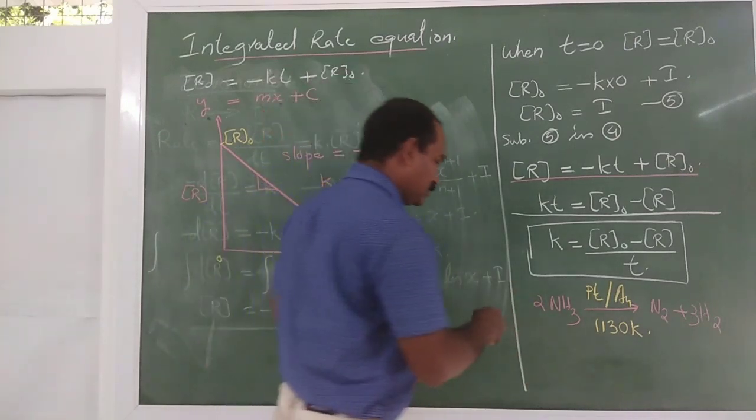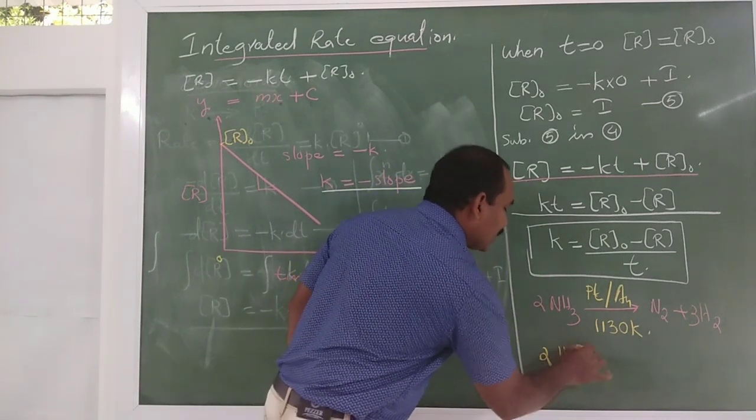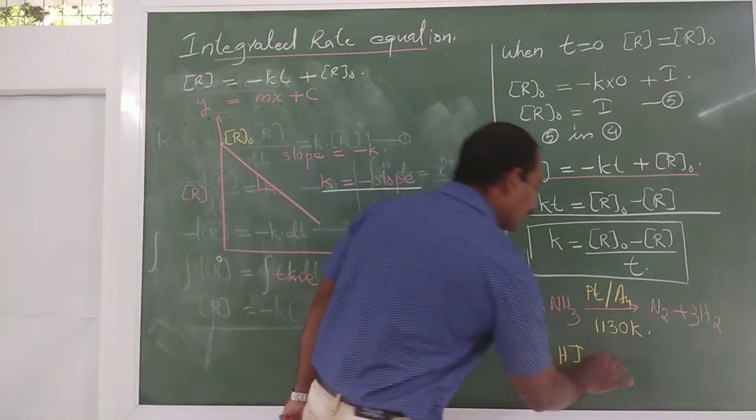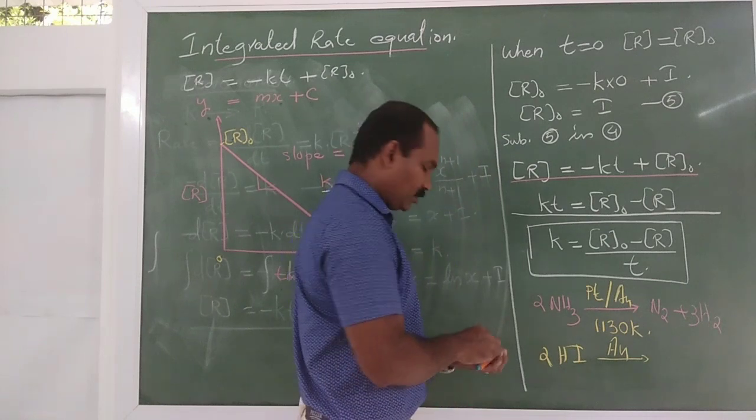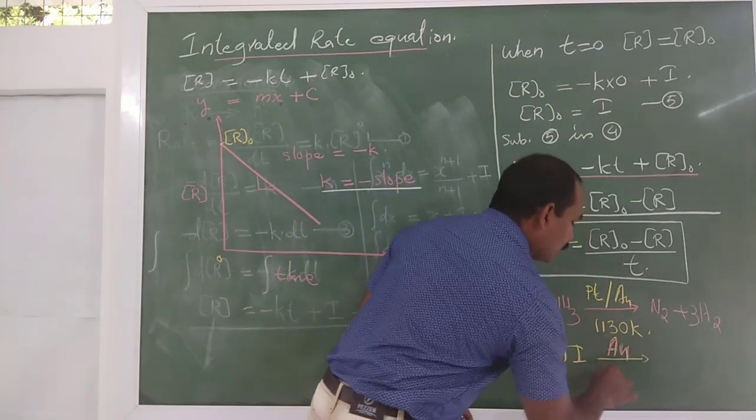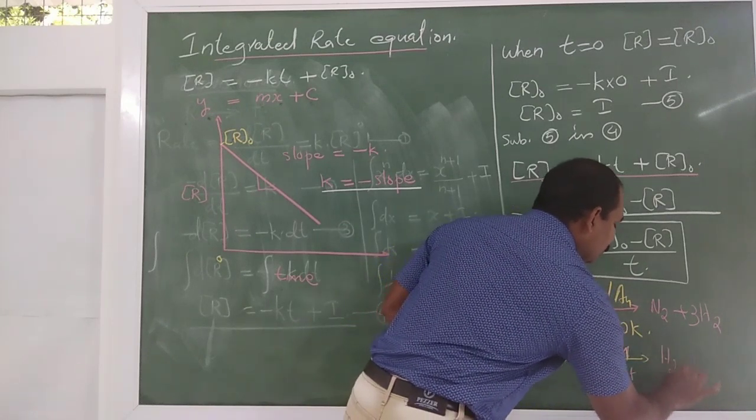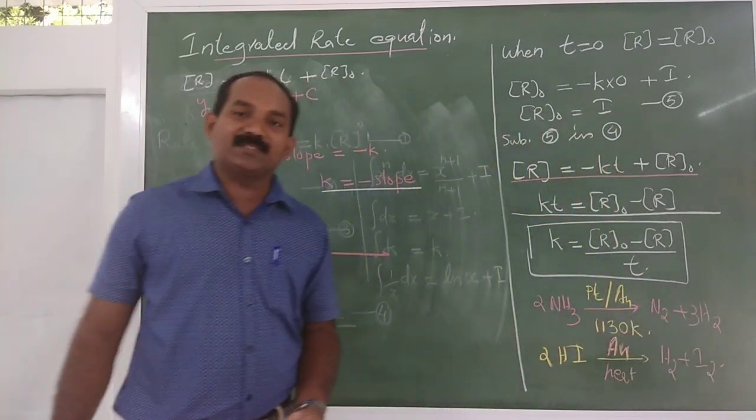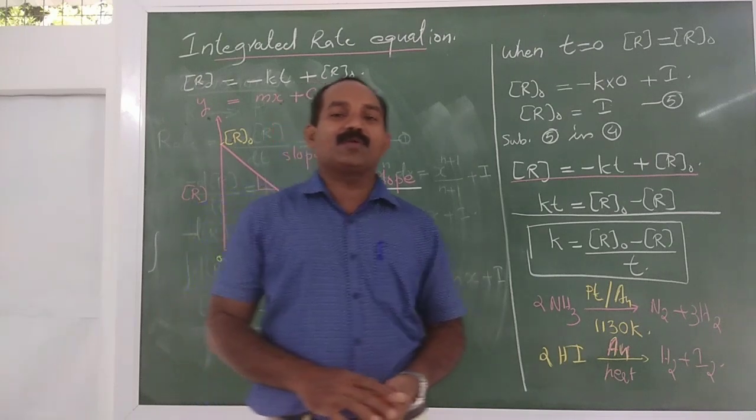Another example is decomposition of hydrogen iodide at the surface of gold. On heating, decomposition gives H2 plus I2. This is also an example of zero order reaction.